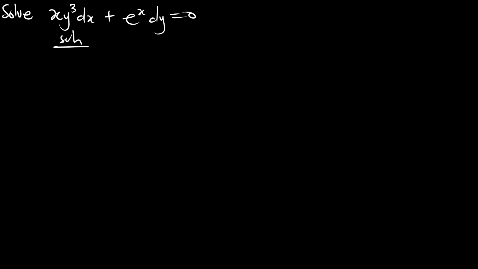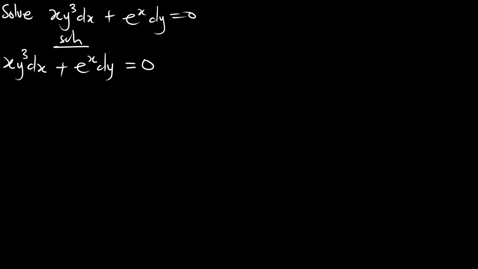Now, example 3. Let's solve the equation x y cubed dx plus e to the x dy is equal to 0. We still want to use the method of separation of variables. So for our solution, we rewrite our equation: x y cubed dx plus e to the x dy is equal to 0. Now I still want to group all the x terms on one side and all the y terms on the other side.